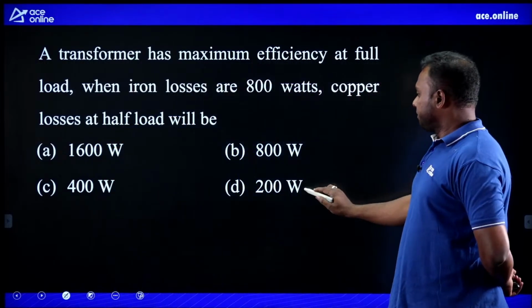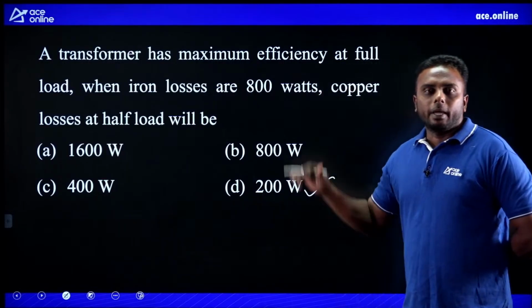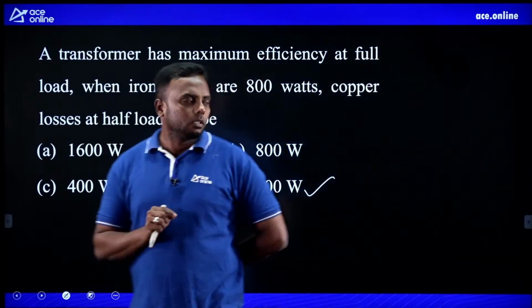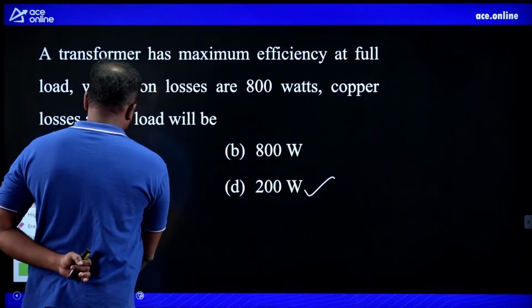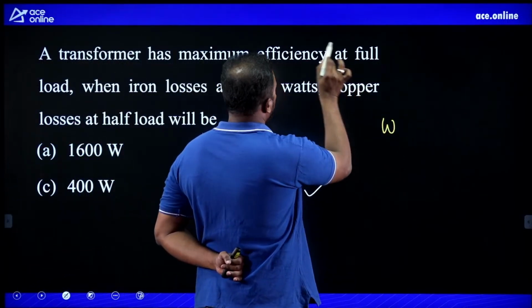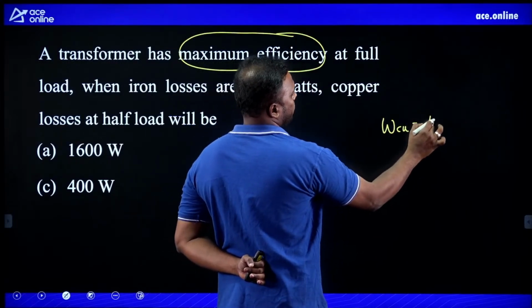$200 is the answer. Why? Maximum efficiency at full load is given. So what is the condition at maximum efficiency? At maximum efficiency, copper loss equals iron loss.